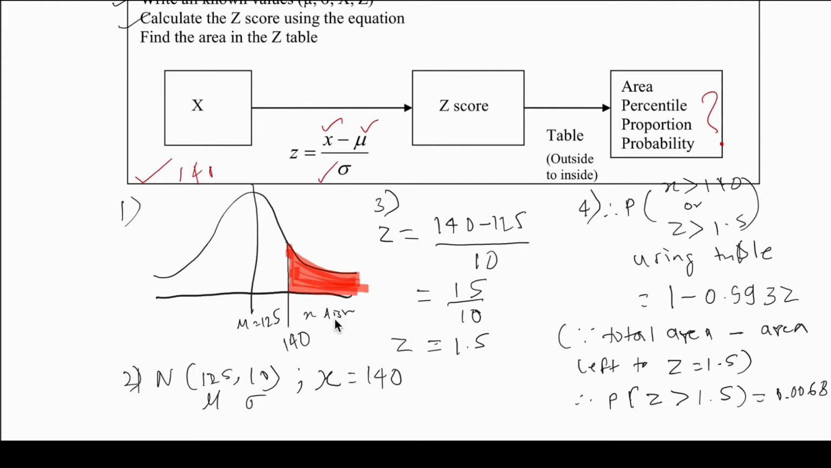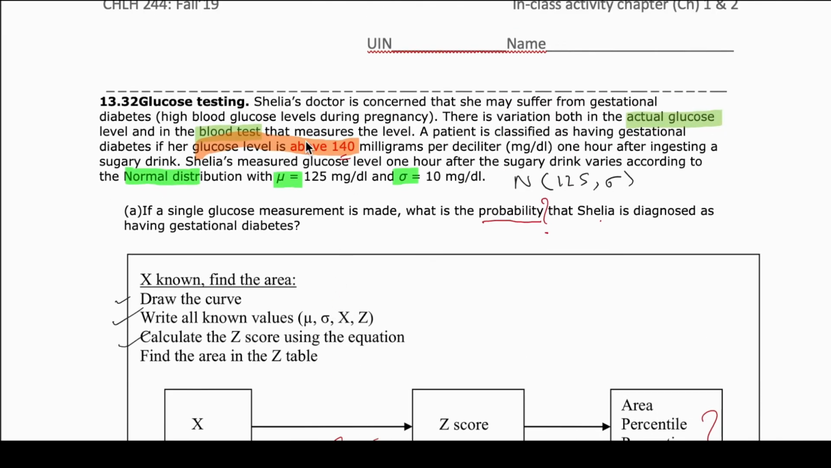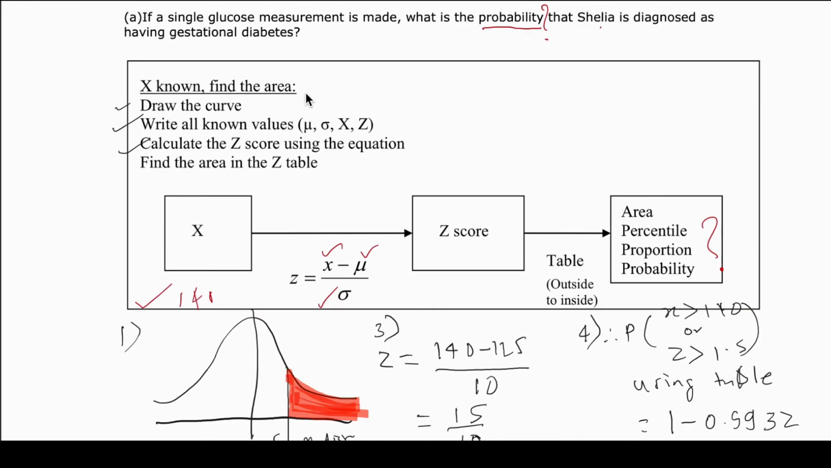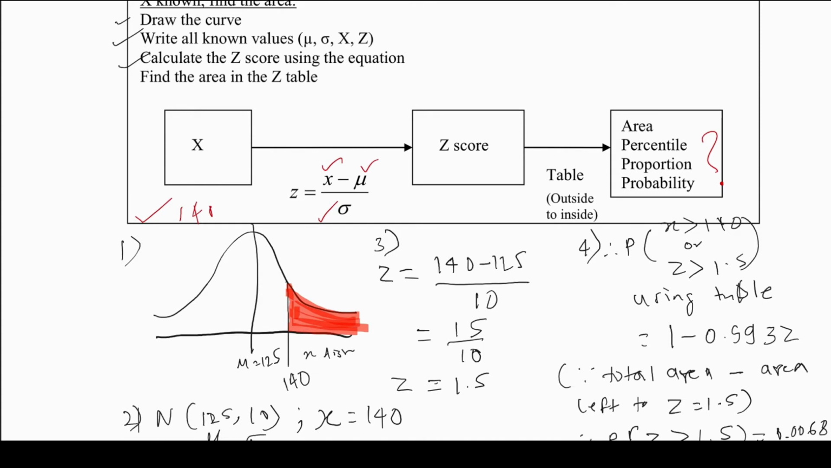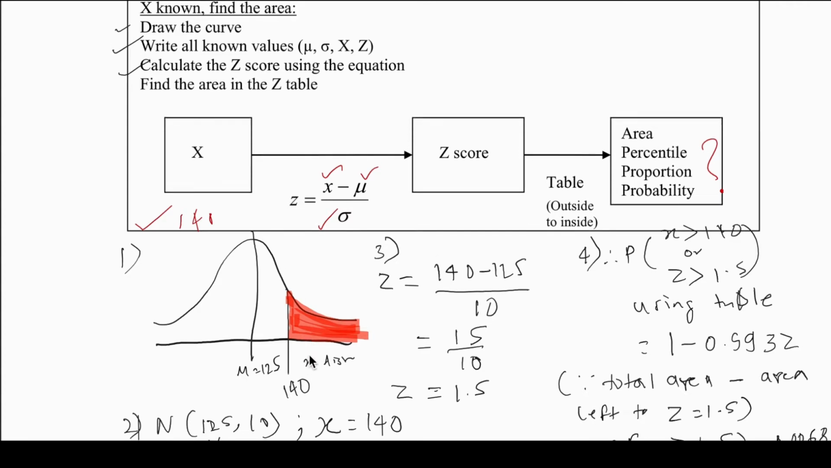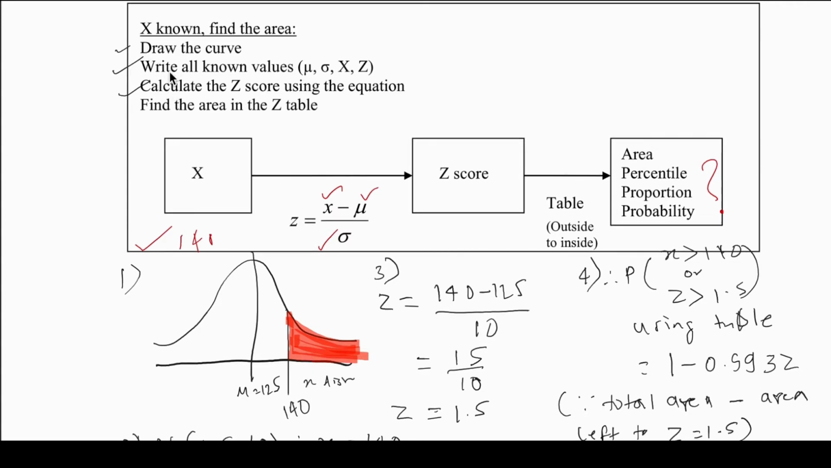Once you know the question, go back to the question and see what other information is given to you. It is normally distributed with mu 125 and sigma, the population standard deviation, as 10. You can write it in this standard or commonly used notation: normal distribution (125, 10), mu and sigma, separated by a comma. X is 140 because that's the value we are interested in. So we have completed the first and second step here.